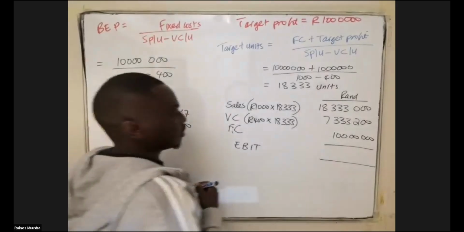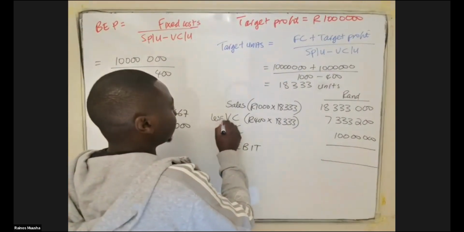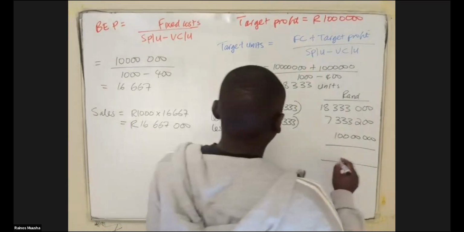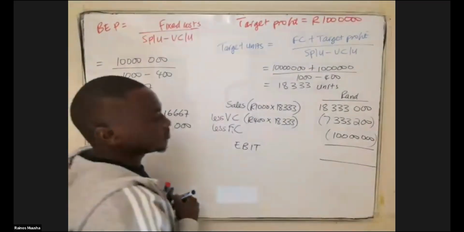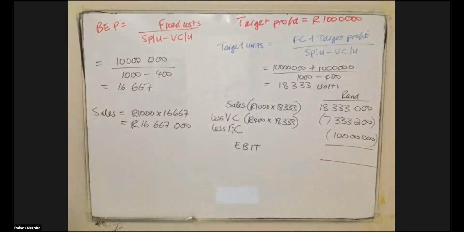Remember, we are saying less variable cost, less fixed cost. So how much is our earnings before interest and tax in this case? How much do we get? It's 999,800.